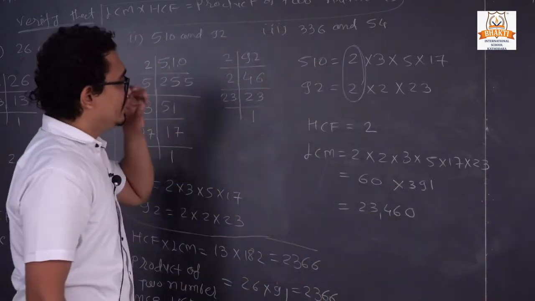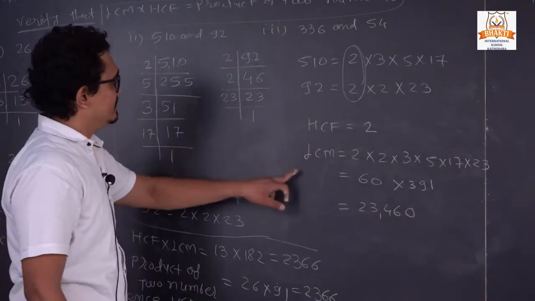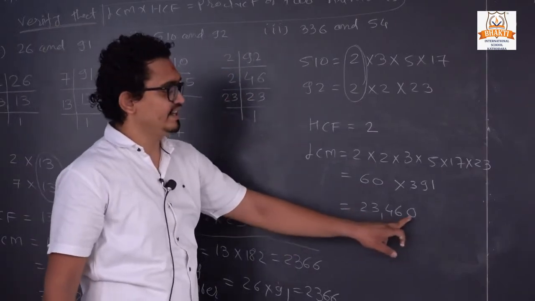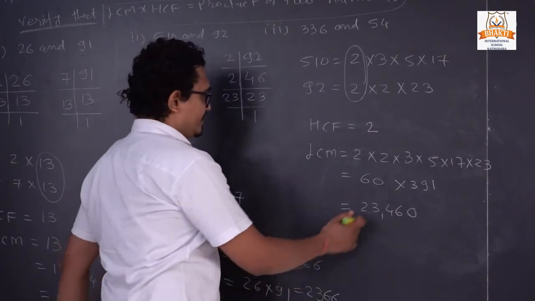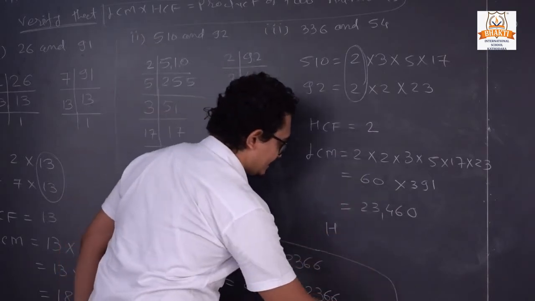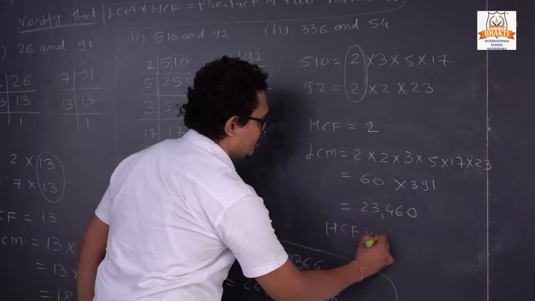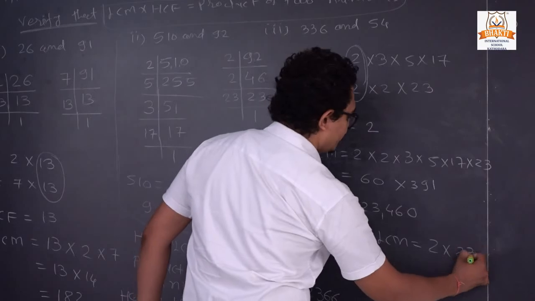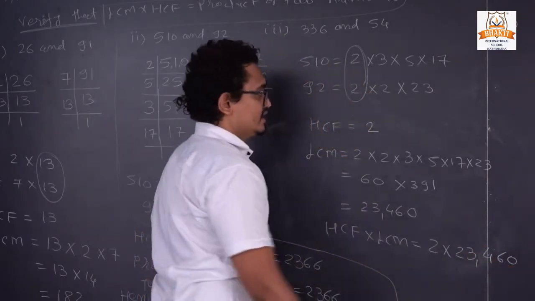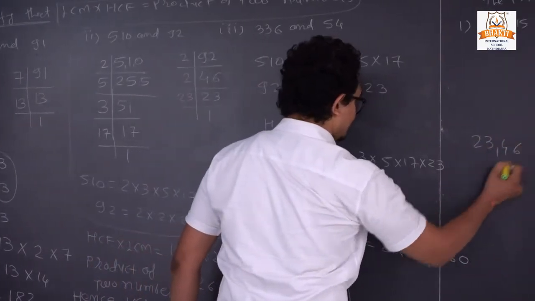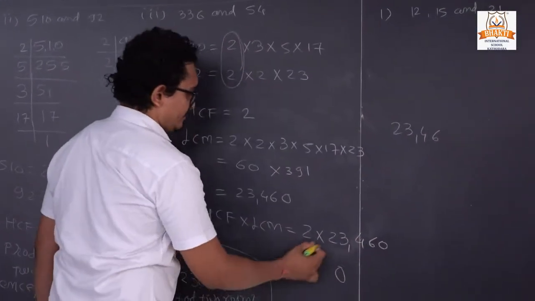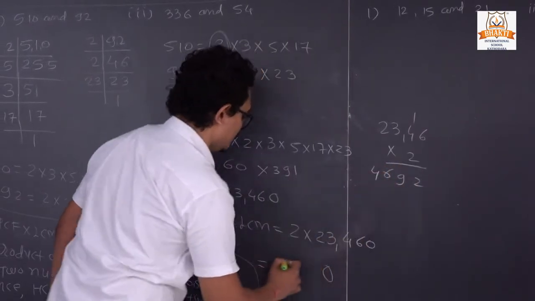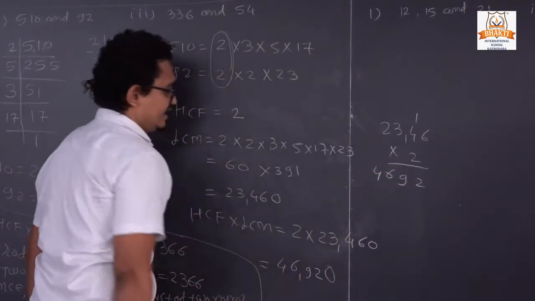So here the HCF is 2 and the LCM of 510 and 92 is 23,460. Now we want to verify this. So first of all we can write like that, HCF into LCM is equal to, what is its HCF? 2 into 23,460. So first of all we can put 0 as usual. It is multiplied with 2. So 6 2s are 12, 9, 6, 4. So 46,920.